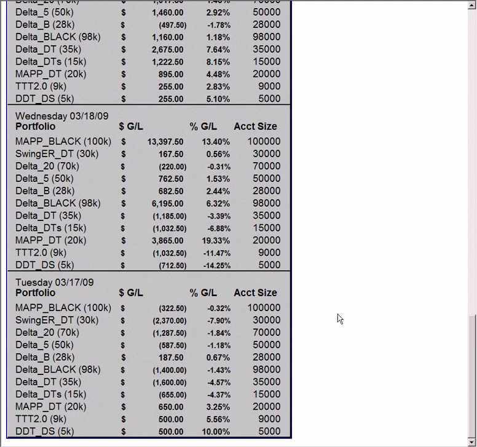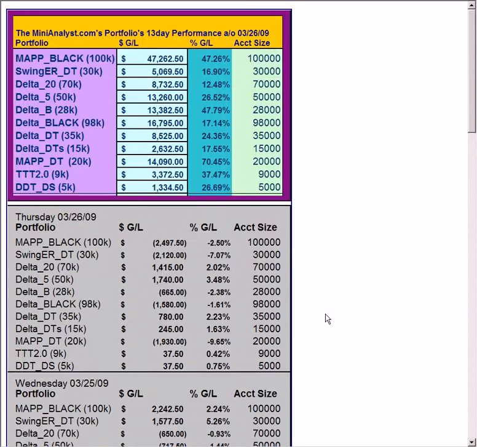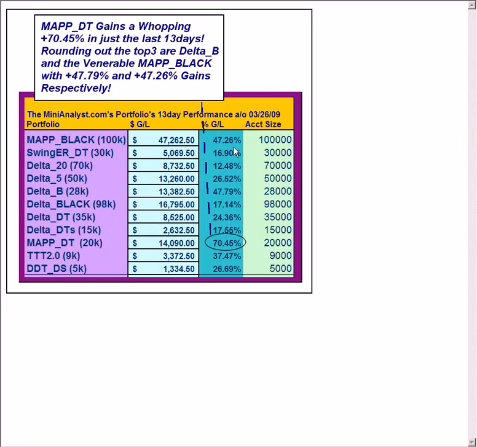There was a losing day, actually a mixed day, on last Tuesday, two Tuesdays prior. So that all leads to a 13-day gain of 47.26% for our very diversified Matt Black $100,000 portfolio. And of course, the leader is the venerable MAP DT, some of our oldest systems, a very diversified, very aggressive portfolio, up 70% over the last 13 trading sessions.